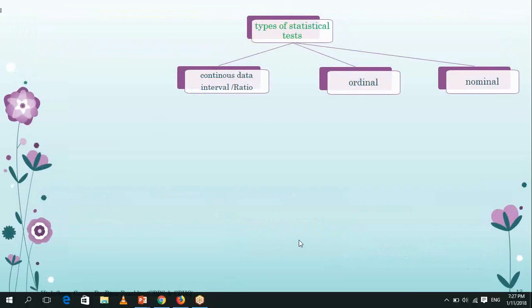Types of statistical tests, it's very important. You have to keep it well. We will classify it according to data type: continuous data, ordinal data, and nominal data.